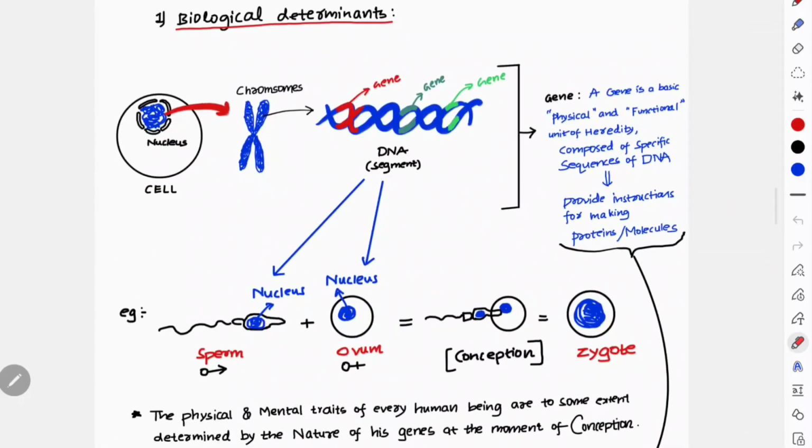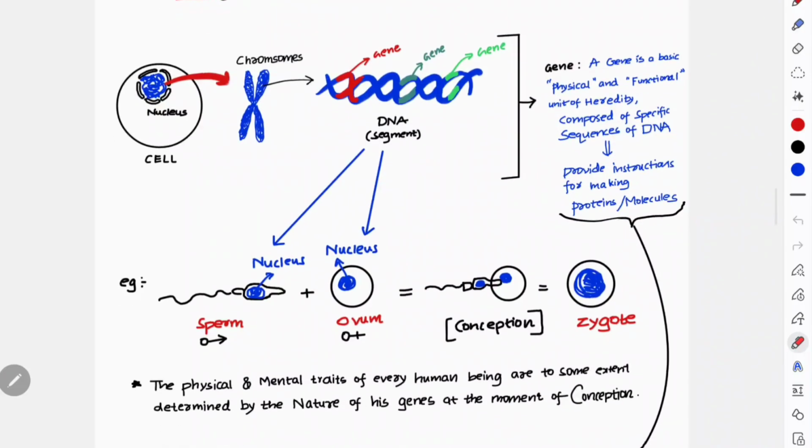So if we study individually, we can say the biological determinants. For example, if you assume a cell, it has a nucleus, it has DNA, right? DNA at the time of division will be arranged in the form of chromosomes. If I zoom into this part, I can see a DNA segment. In that DNA segment, I can see the sequences of DNA. Those are called genes, which express into a trait, right? A gene is the basic physical and functional unit of heredity composed of specific DNA sequences. They provide instructions for making protein molecules, which in turn form the traits.